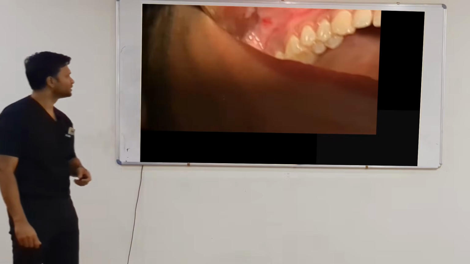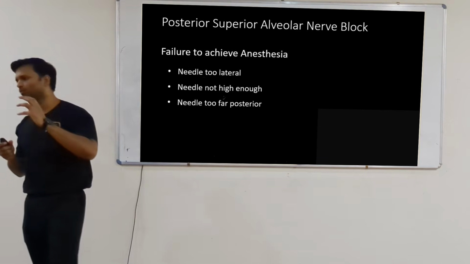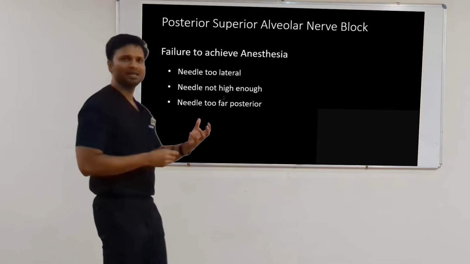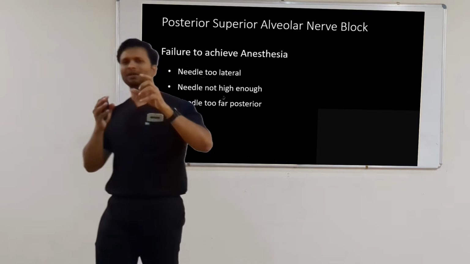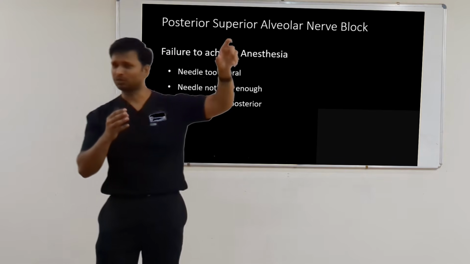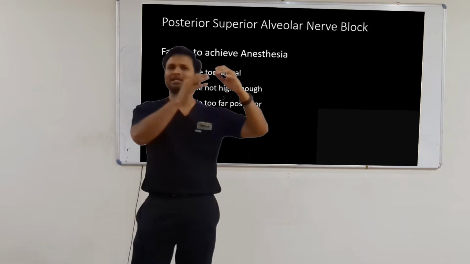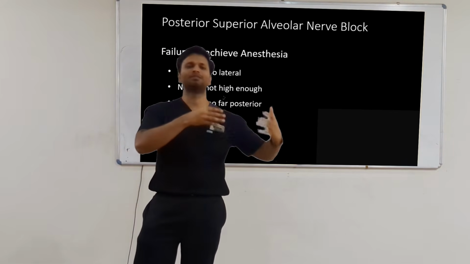And we withdraw it. So this was the technique of PSA. Now, what are the conditions in which we can fail to achieve anesthesia with PSA? It is a very easy technique. Even if you don't insert the needle till 16 mm depth also, the LA solution will still be deposited at the posterior wall of the maxilla, not the maxillary sinus, the posterior wall of the maxilla.